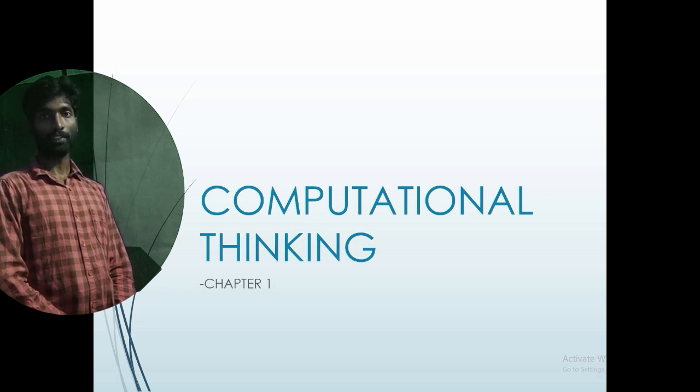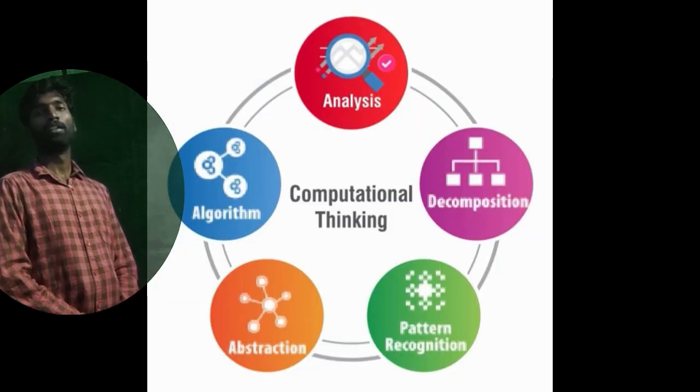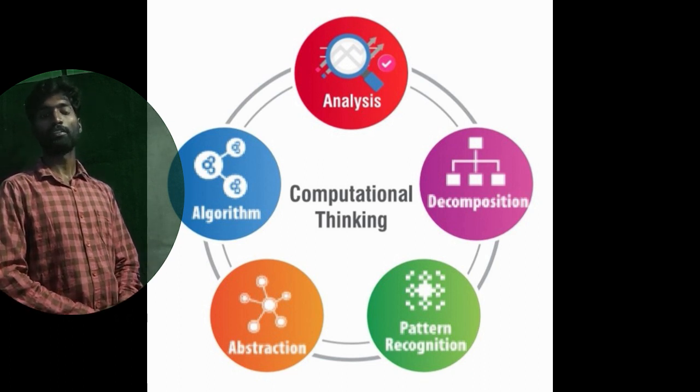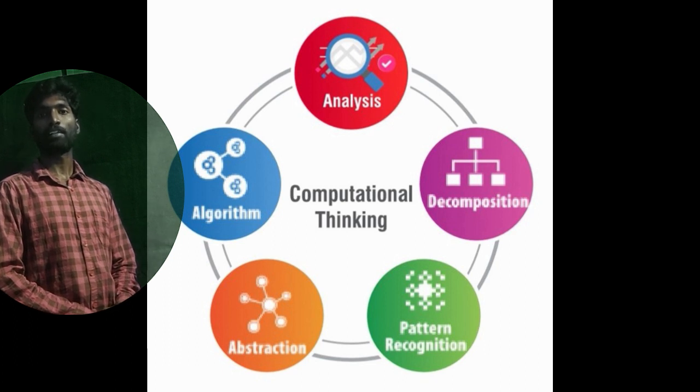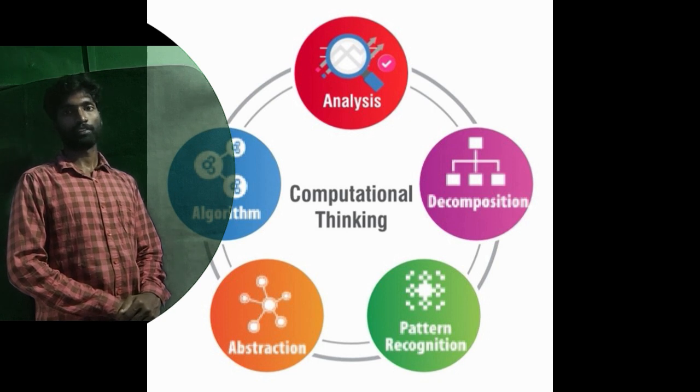This computational thinking involves 5 main components, namely: first, analysis; second, decomposition; third, pattern recognition; fourth, abstraction; fifth, algorithm. These are the 5 main components of computational thinking.